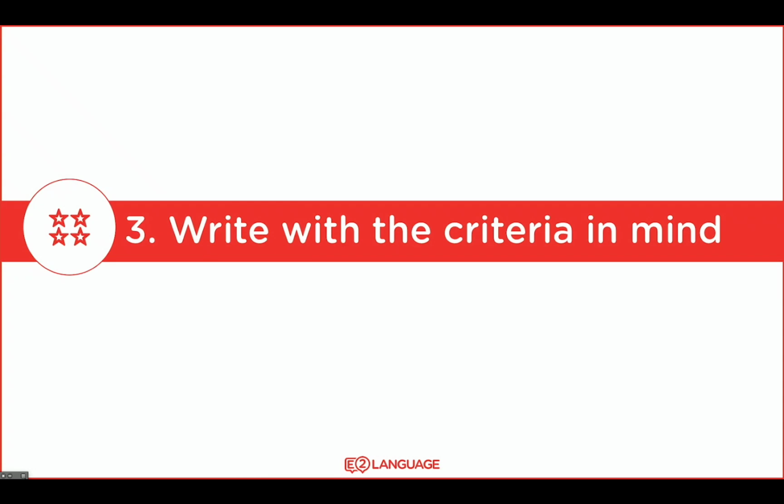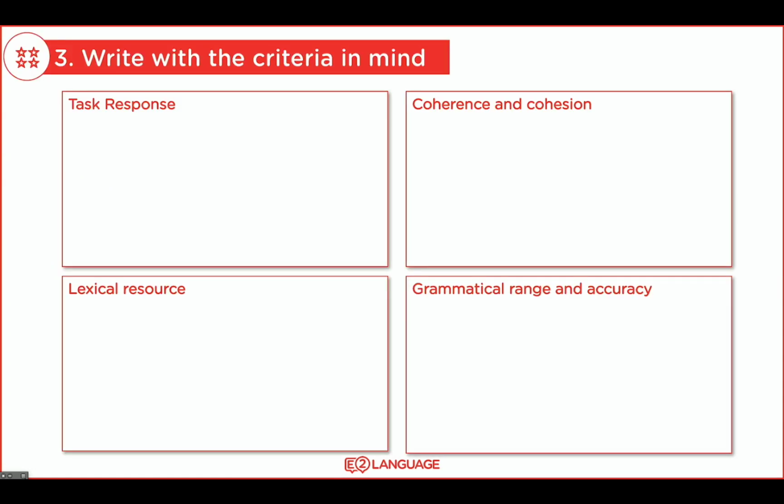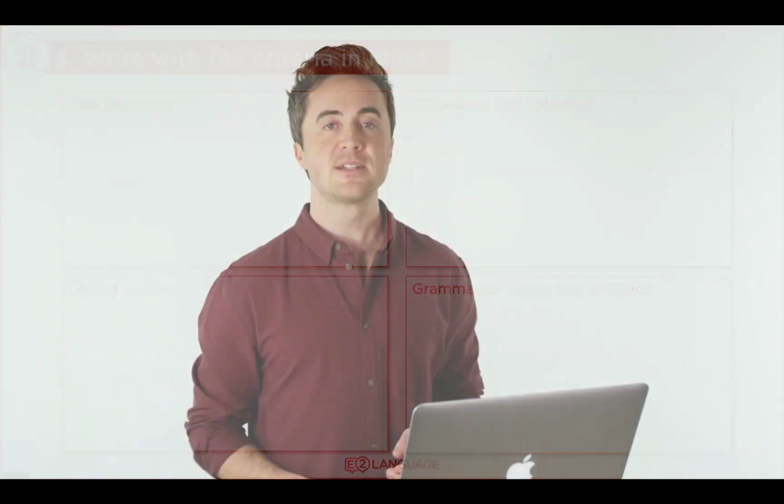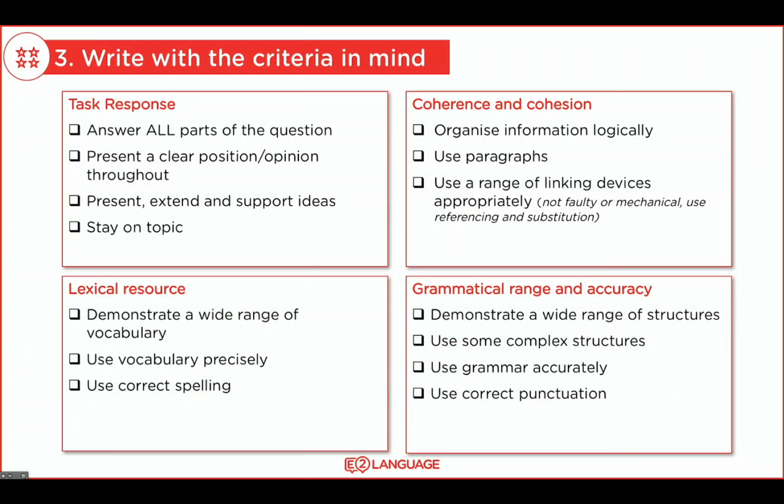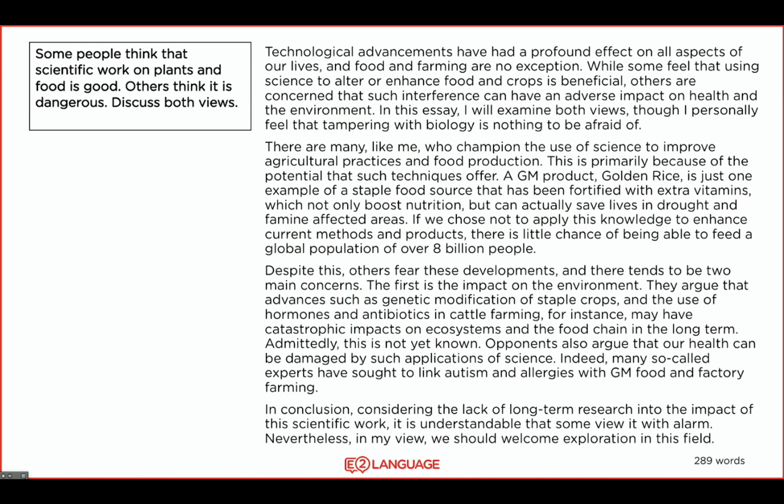Okay, now let's write this essay with the criteria in mind. So, of course, the criteria are task response, coherence and cohesion, lexical resource, and grammatical range and accuracy. To refresh your memory of what these mean and what they are, please read this carefully. Okay, let's look at a sample now.